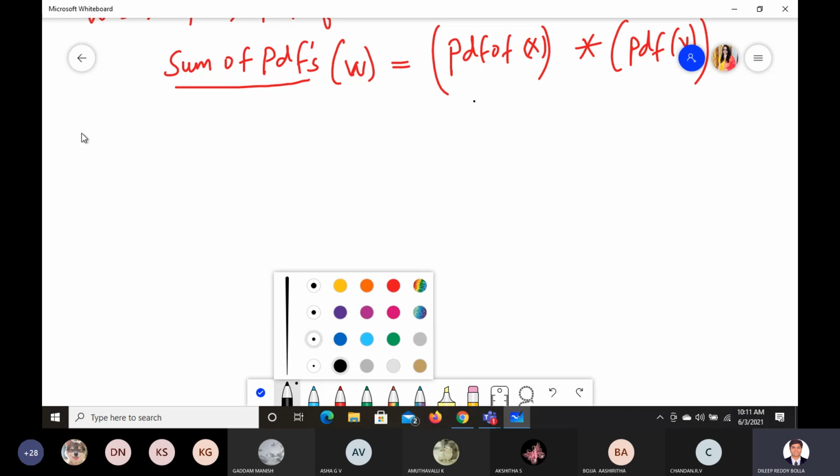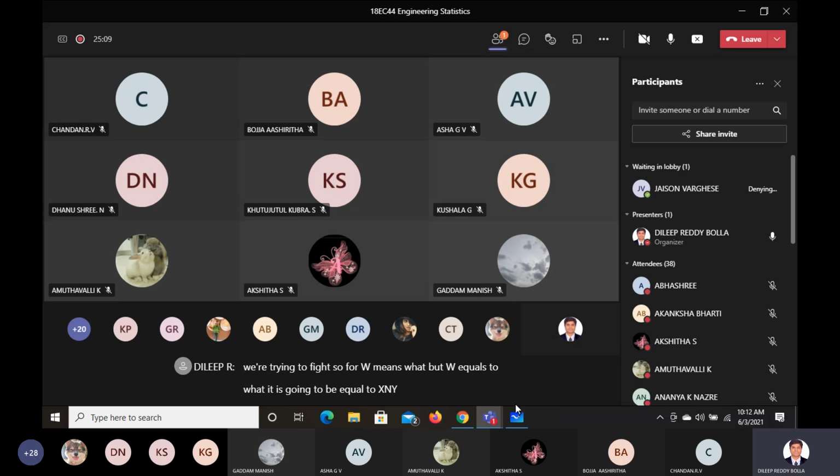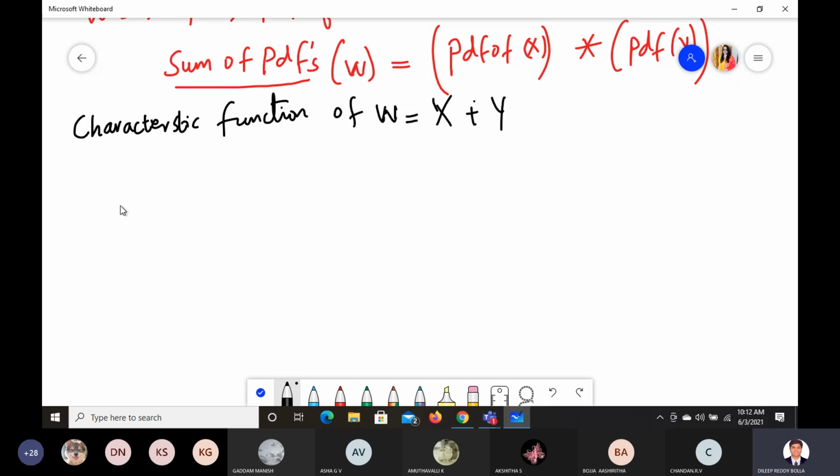So what does it mean? We are discussing the same topic, the characteristic function. For W, we are trying to find the characteristic function. W equals X plus Y, so this we know. For this function we are trying to find the expression. This characteristic function is given by the symbol phi. To make it look more attractive, we can also write it like this, the phi symbol.